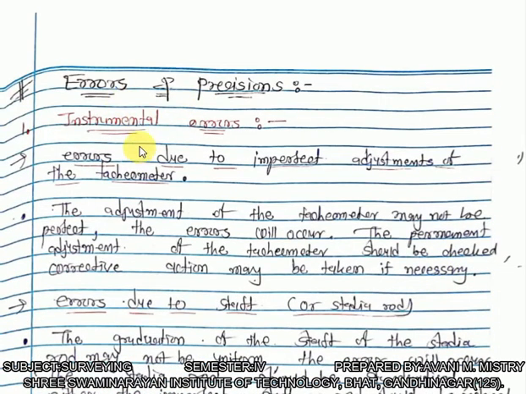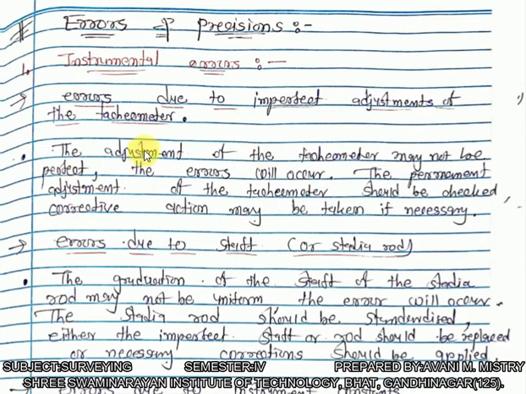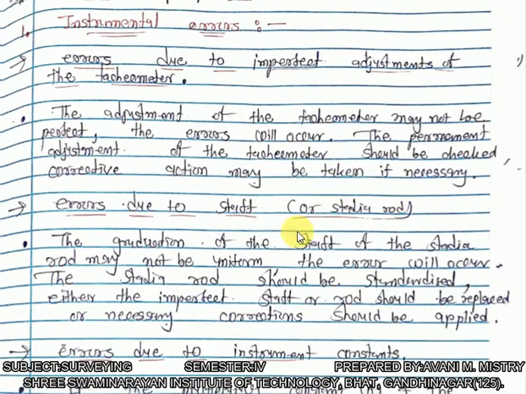Errors and the precisions. First one is instrumental errors. Errors due to the imperfect adjustment of the tachymeter. This error occurs because the permanent adjustment of the tachymeter is disturbed, so errors in the readings occur. The adjustment of the tachymeter may not be perfect. The permanent adjustment of the tachymeter should be checked, and corrective action may be taken if necessary.